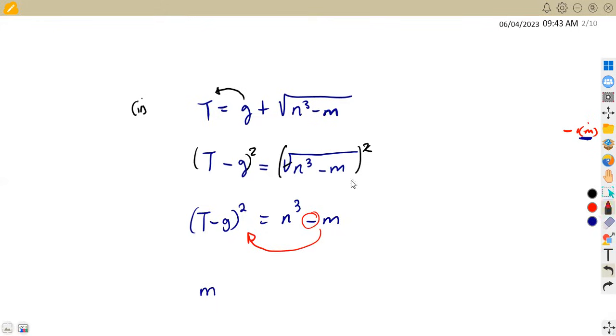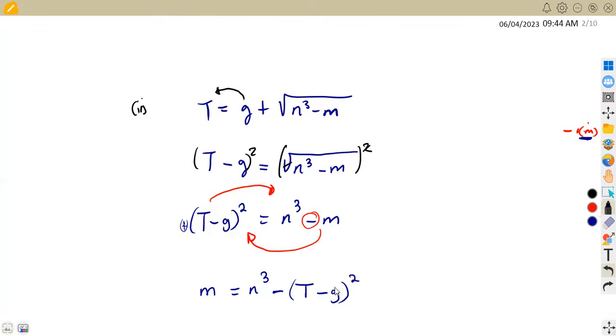Then we can transpose the bracket that we have to the other side of the equation. Already on the right-hand side here, we are having n to the exponent of 3. So if we transpose this bracket to the other side, before it's a positive, we are not given the sign, meaning to say it's a positive here. So once we take it to the other side of the equation, it is going to be a minus. So that is going to be minus t minus g in a bracket squared. So this is in a bracket. So the minus is affecting the whole bracket like this.